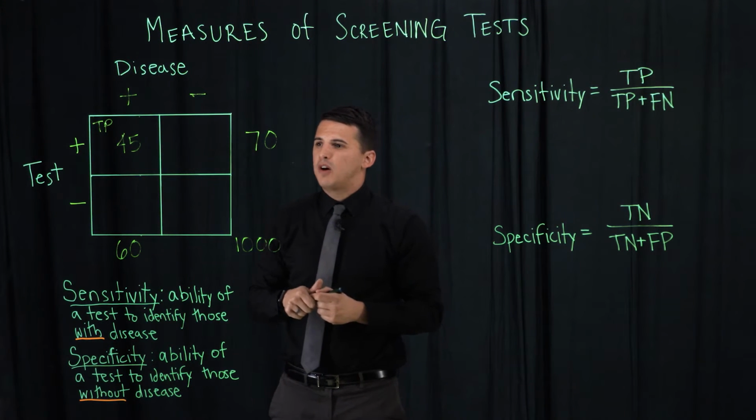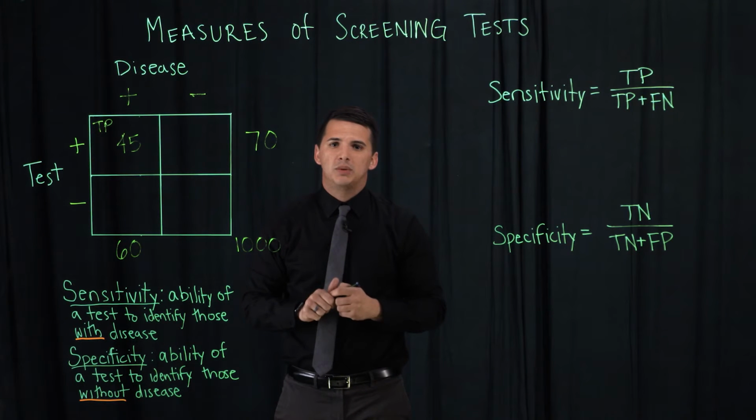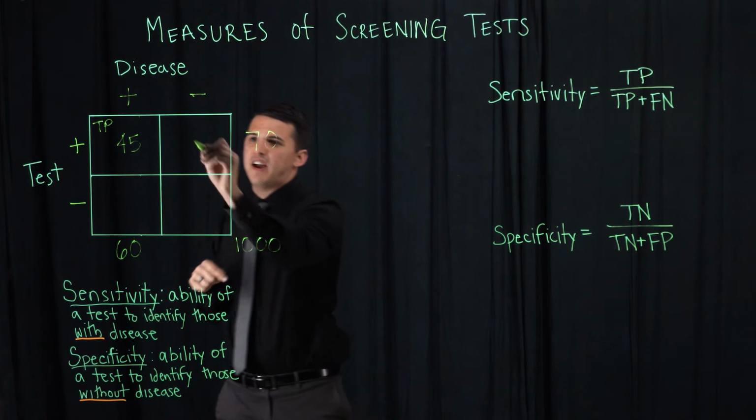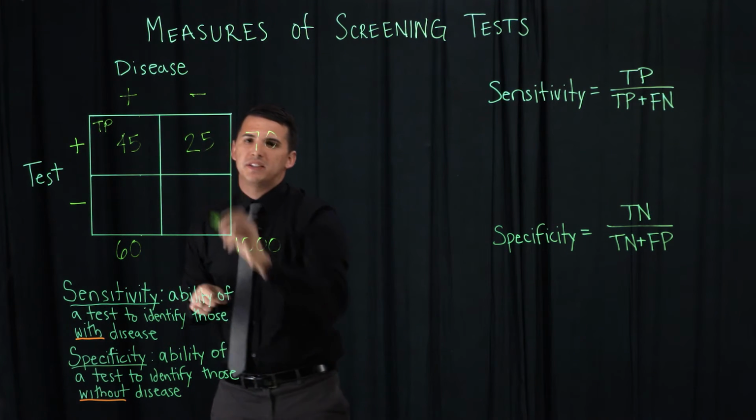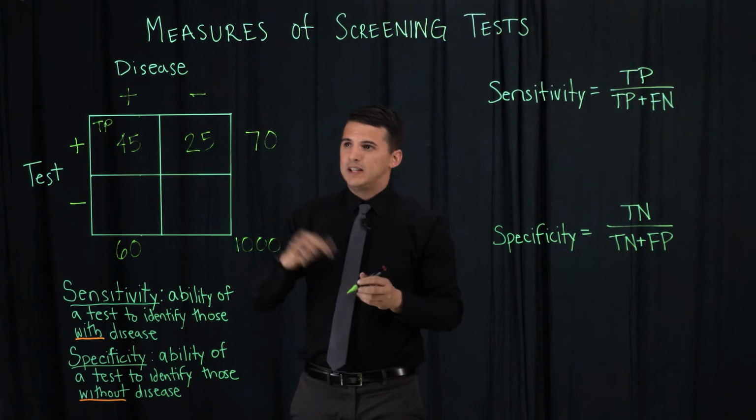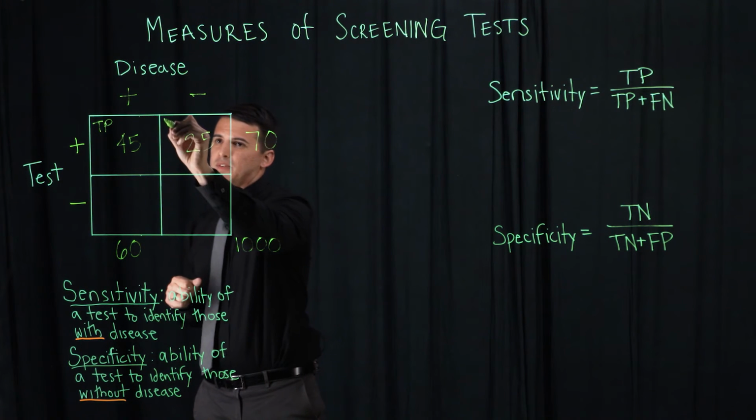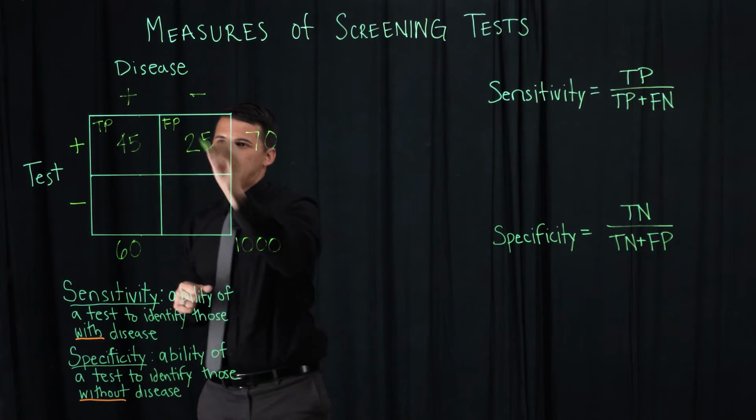And then if we move over to our second cell, or our cell B as we often call it, we would have 25 people who test positive on the screening test who don't have the disease. And what that would be is our false positive. So we're going to label that FP.